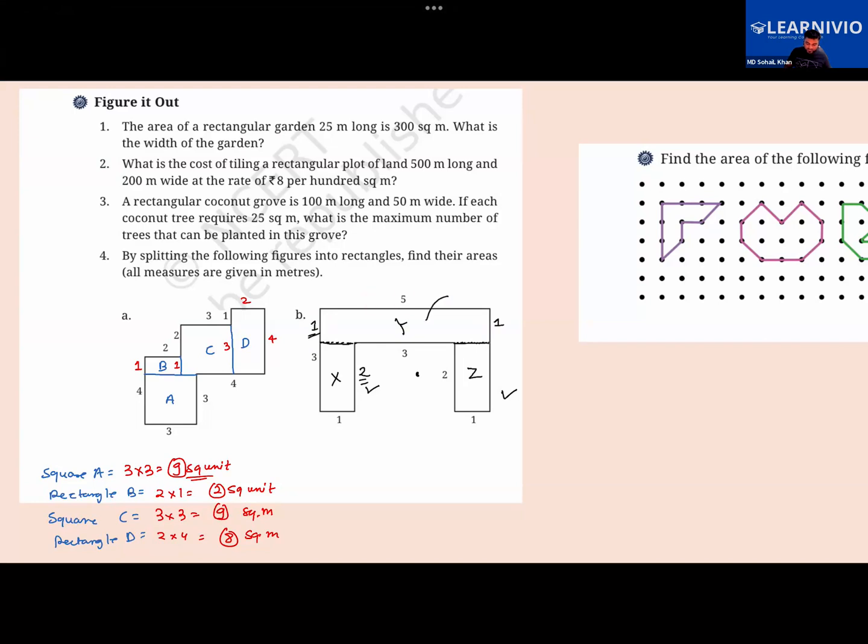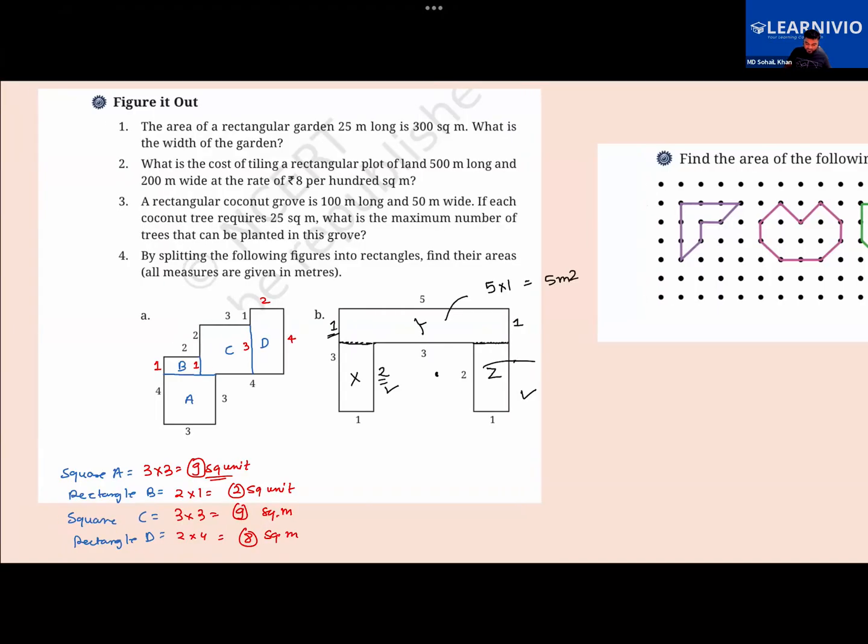So the area of this one is 5 into 1, that is 5 square meter. And that is 2 square meter, and that is also 2 square meter. Hence, 2 plus 2 plus 5, that is going to be 9 square meter now. Okay, now. Good.